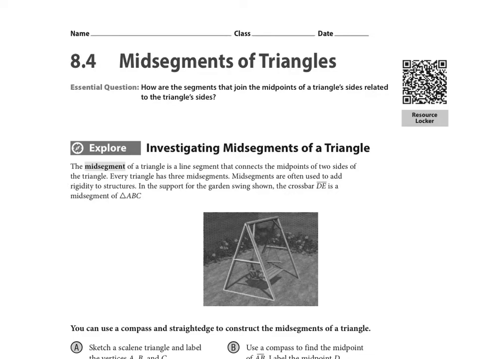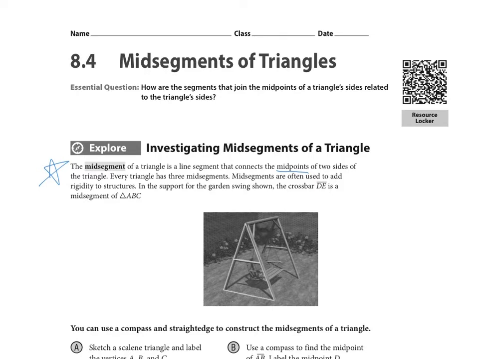Hey everyone, welcome to the last video in Module 8. This is 8-4, and we're going to be talking about mid-segments of triangles. You need to know that definition, mid-segment. That's a word that means a segment that connects the midpoints of two sides of a triangle. So every triangle has three mid-segments connecting two sides at a time.